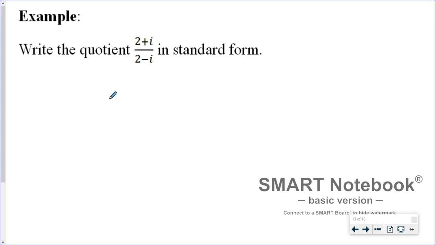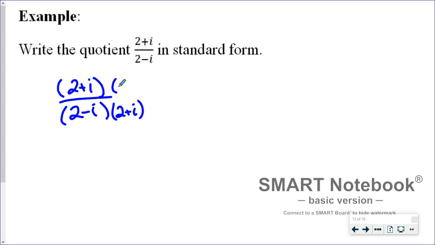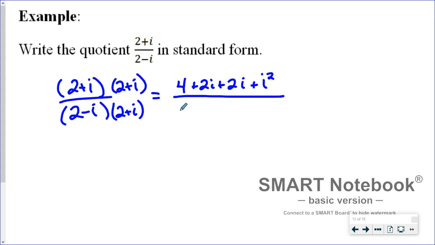Okay, so this one goes relatively quickly. All right, we have 2 plus i over 2 minus i. The complex conjugate of the denominator is 2 plus i, so we multiply numerator and denominator by that. Here we will get 4 plus 2i plus 2i plus i squared. Over here we will get 4 plus 2i minus 2i minus i squared.